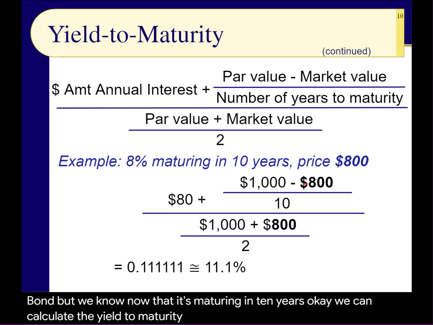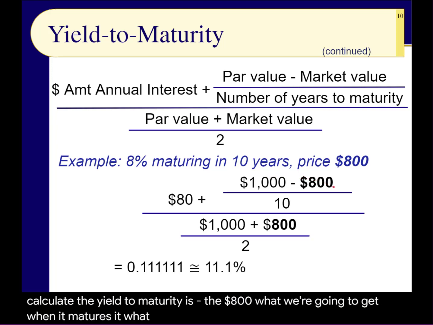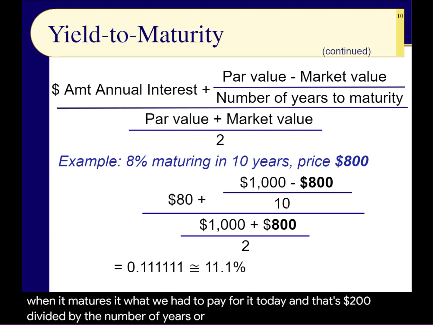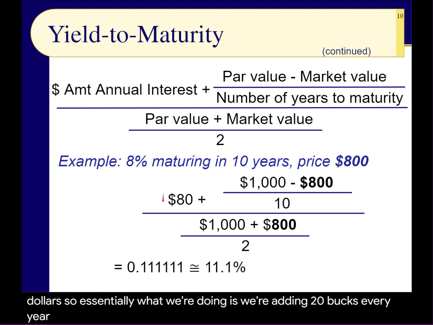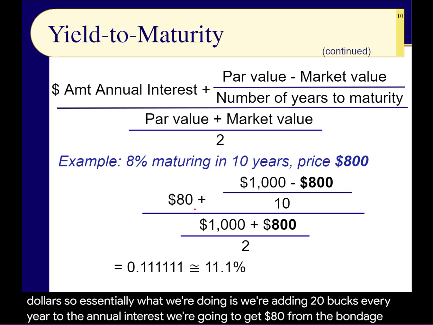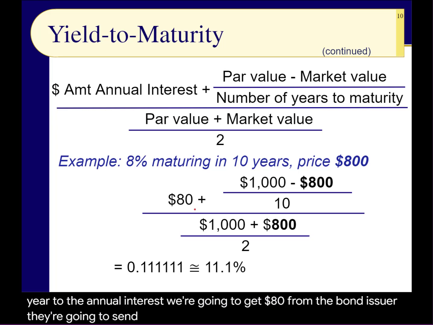Take the $1,000 minus the $800, what we're going to get when it matures and what we had to pay for it today, and that's $200. Divide by the number of years, or 10 years. 200 divided by 10 is $20. So essentially what we're doing is adding $20 every year to the annual interest. We're going to get $80 from the bond issuer. They're going to send us a check. Well, they don't send you a check anymore. It's all electronic. But the bond is going to accrue.